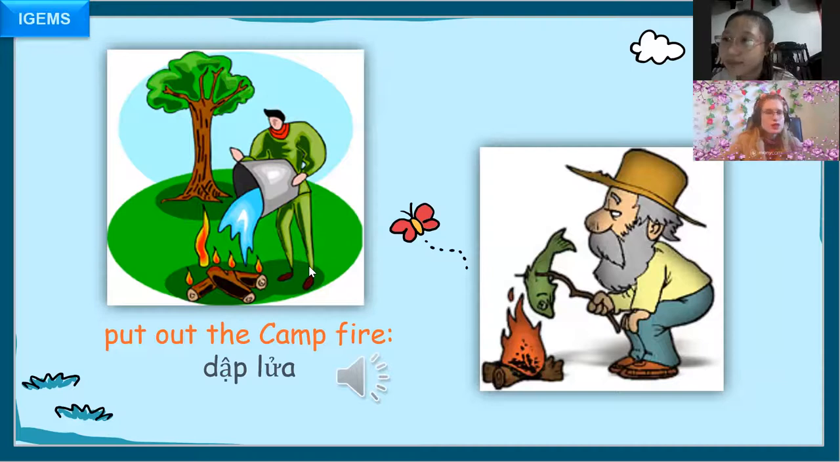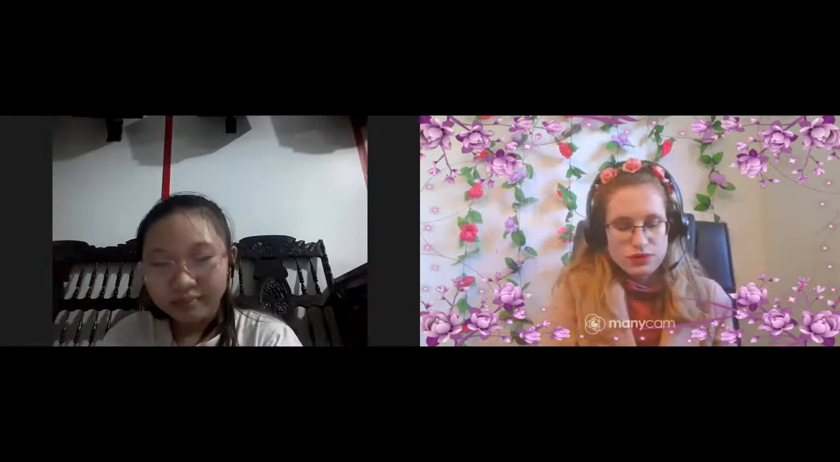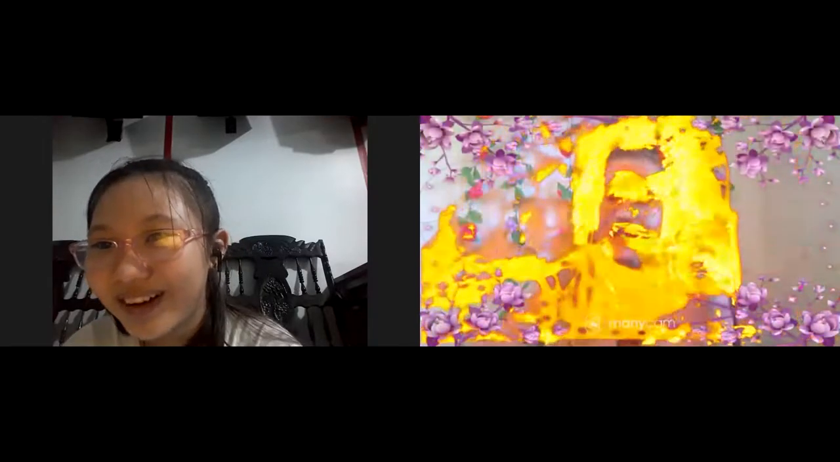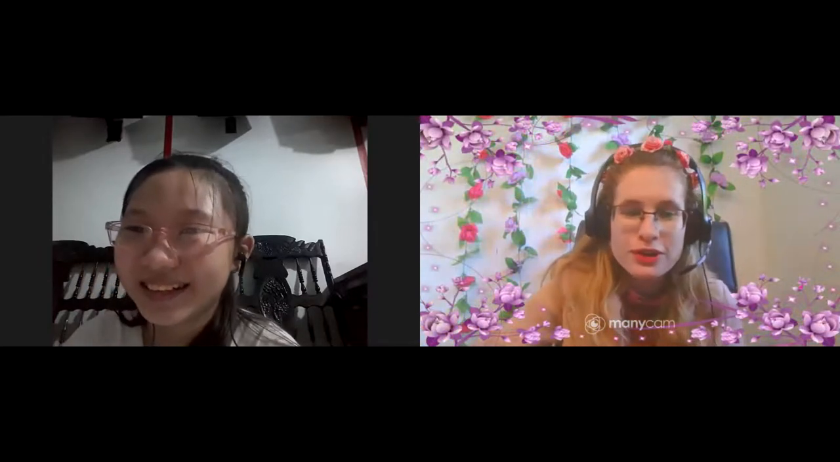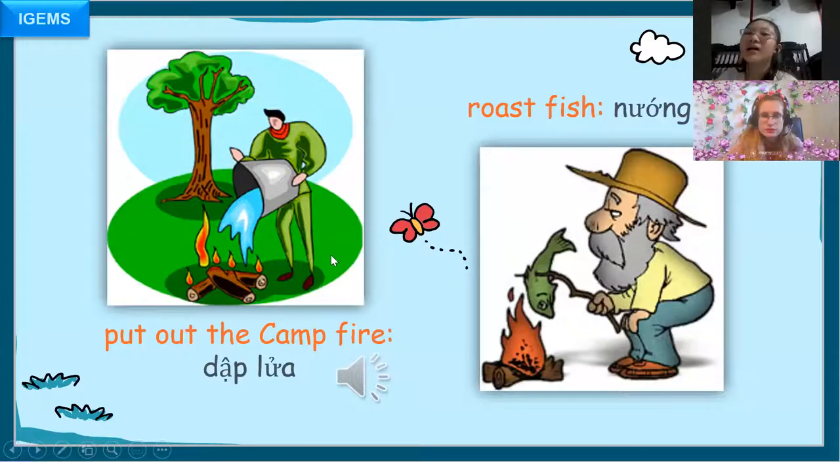Good job. Why is it important to put out the campfire when we are finished? Okay, I see. So why should we put out the campfire? We should put it out so we don't start a fire. Okay? We don't want the whole forest to burn down and the animals to get hurt. So we need to put it out. Because if you don't put it out, it could cause a massive fire, a big fire. All right? Okay, next one, roast fish.